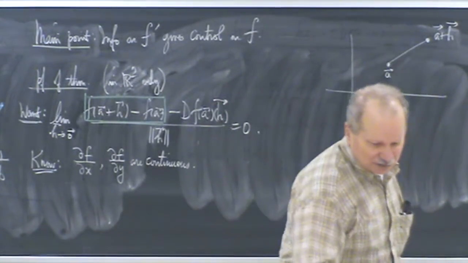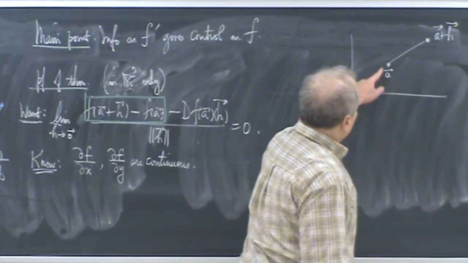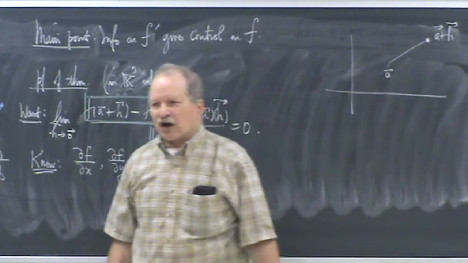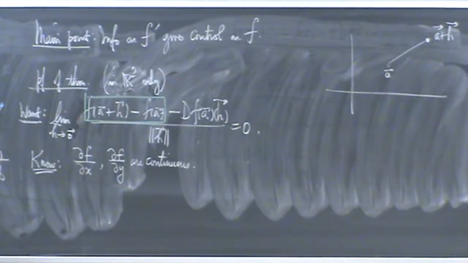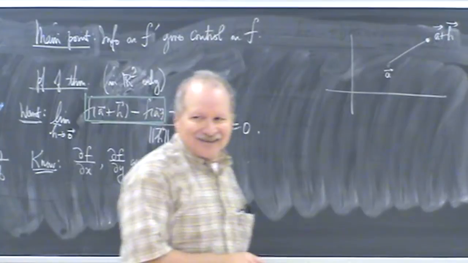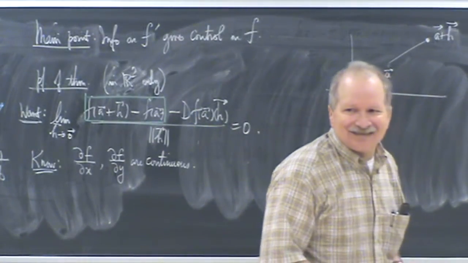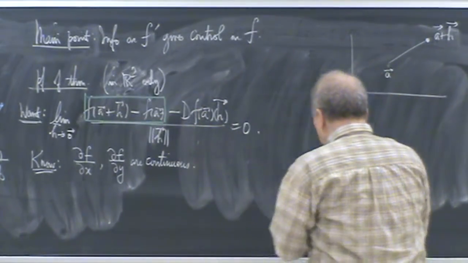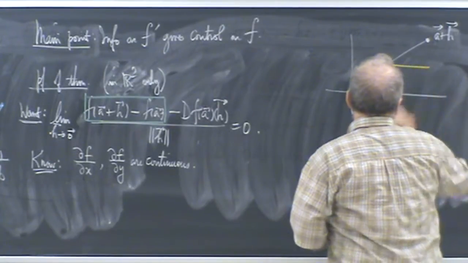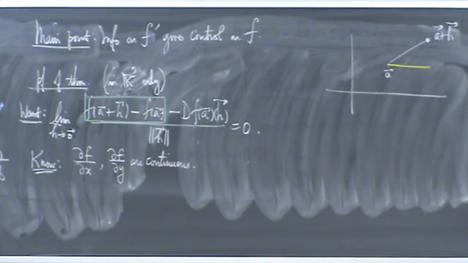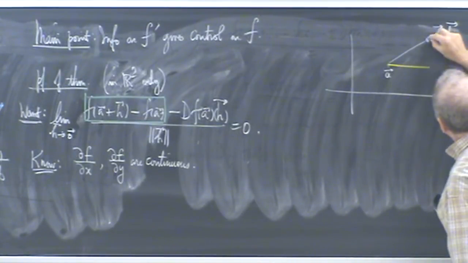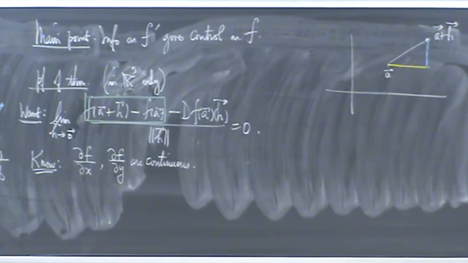Hint, it's not on the New Jersey Turnpike. Can you think of a root from A to A plus H where I travel varying only x, fixing y, or I travel varying only y, fixing x? Multiple. No. Yeah. You have to go back. How about we go in the x direction for a while? Oh, yeah. And then stop just in time to go in the y direction for just a while.